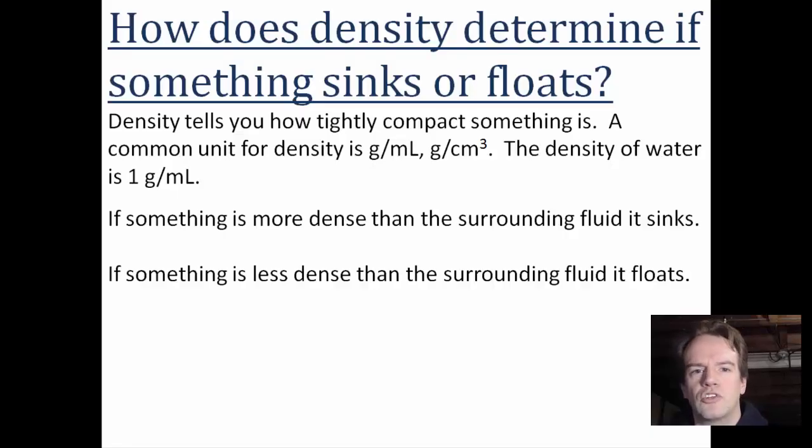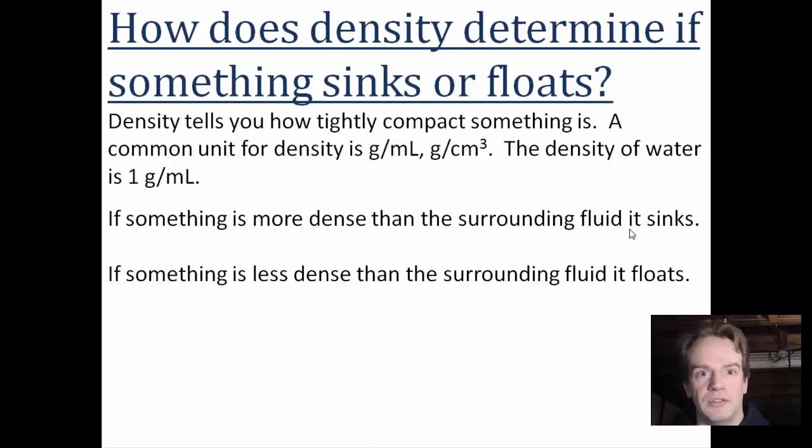So how does density determine if something sinks or floats? Well, density tells you how tightly compact something is, how close together the molecules and atoms are. A common unit for density is grams per milliliter or grams per centimeter cubed. The density of water is 1 gram per milliliter. If something is more dense than the surrounding fluid, it sinks. If something is less dense than the surrounding fluid, it floats.